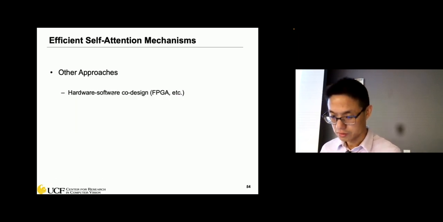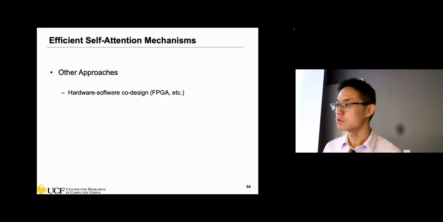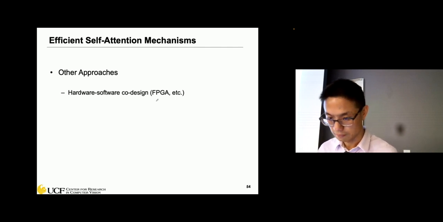Another approach is not just focused on the software domain. You can always think about how you can work with the hardware. Maybe you are not using a GPU, but some other hardware like an FPGA. Because different hardware has different specialties, you can do some co-design with the hardware to speed up the attention computation.